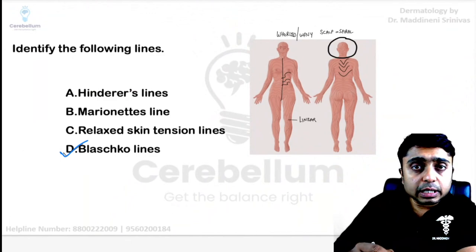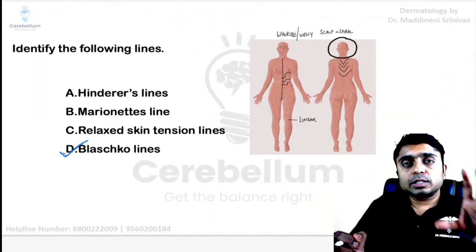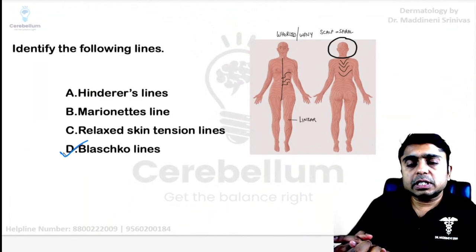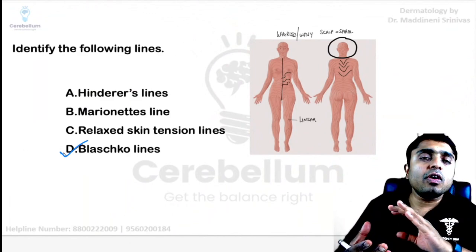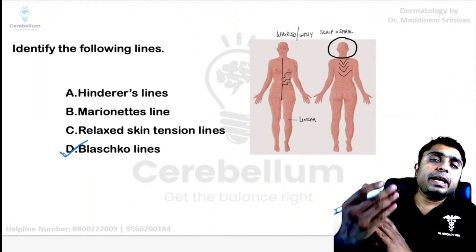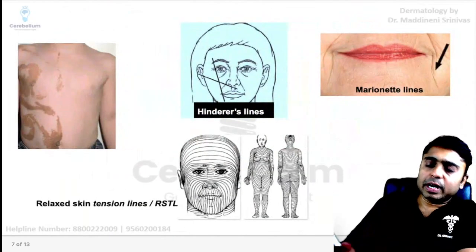So please remember, Blaschko's lines are the pathways along which the epidermal cells are going to pass through during the embryonic development. And these Blaschko's lines do not represent any arteries or veins or lymphatics or nerves. They are just the imaginary pathways in which the epidermal cells tend to move during the embryonic development. Okay, then you might be wondering what are the other lines.